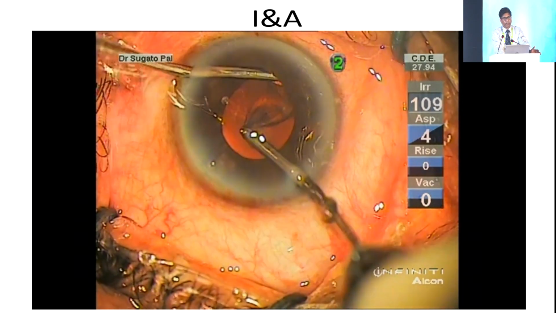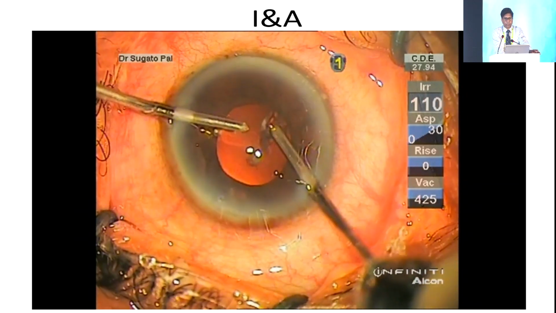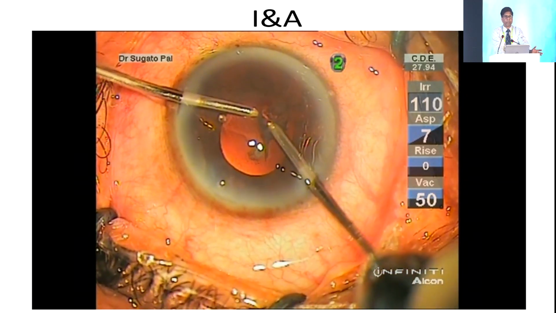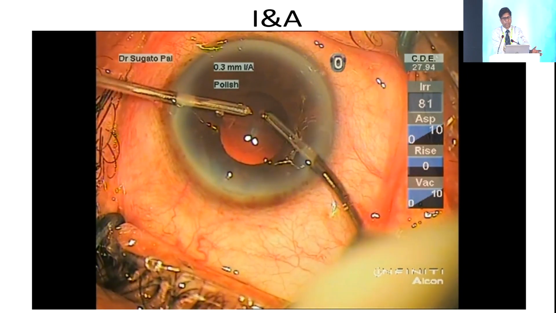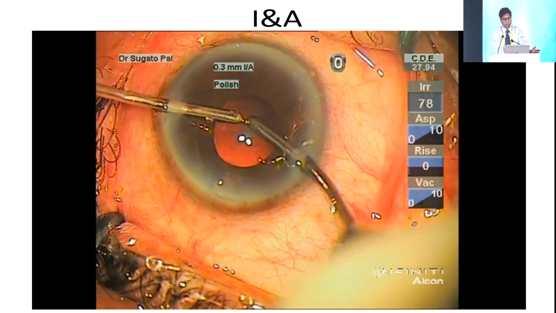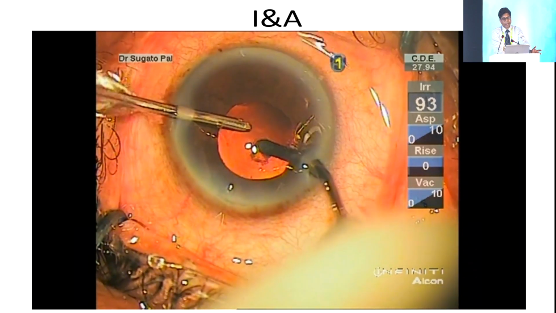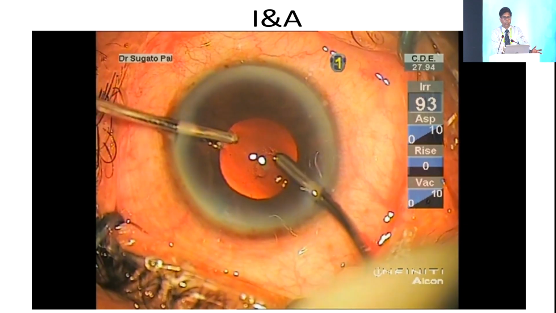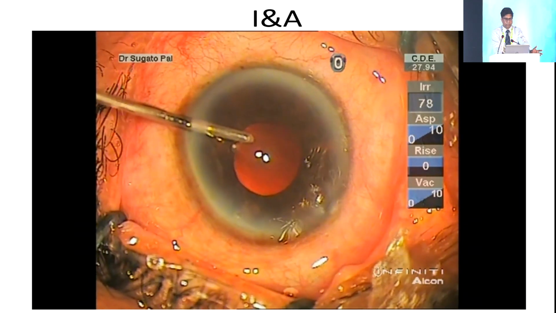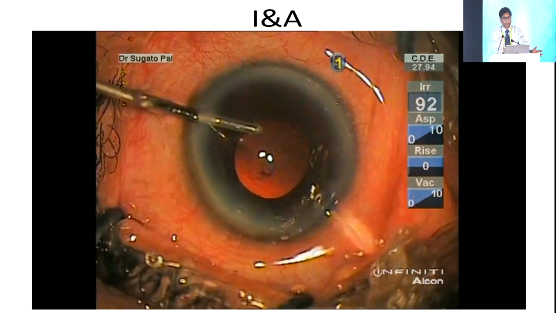The idea of showing this video is that you should never polish a PPC. It will open up the PC. At that time I was not that experienced. There is a small piece of posterior polar opacity. I'm trying to polish that, and that opens the PC up. So never do that. You can deal with them later on. So I was lucky it didn't open up too much.